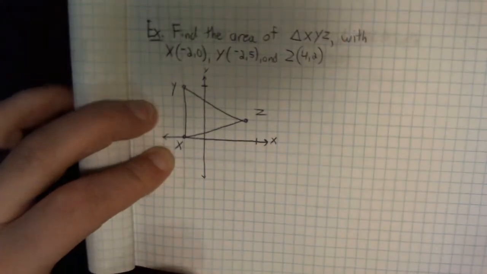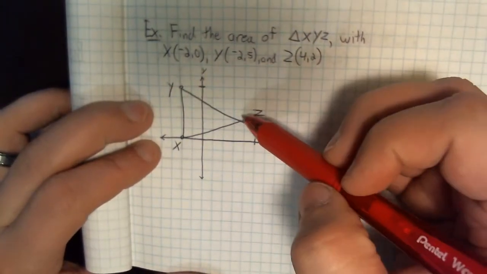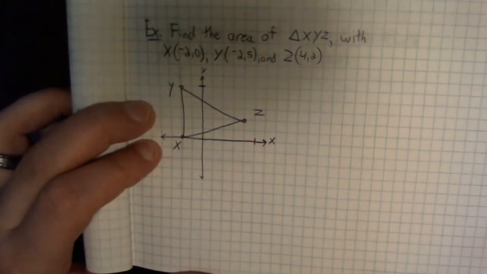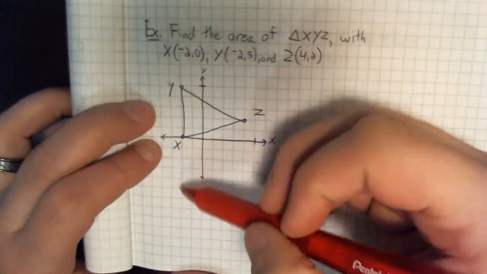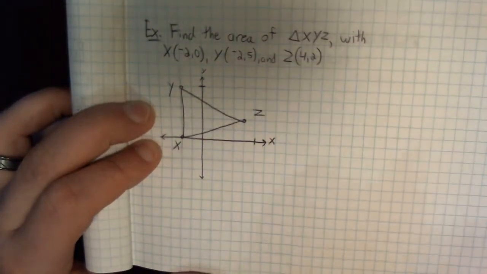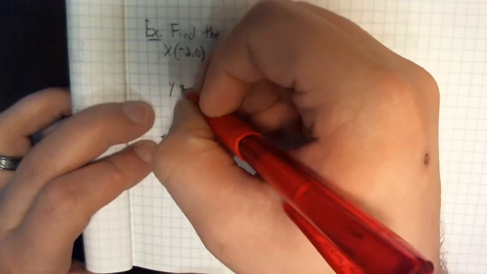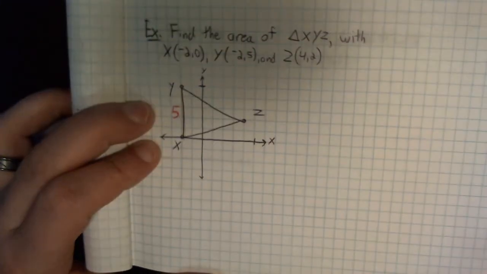Now, I had mentioned that we could use any of these sides to be our base on this triangle, but we want to think of the easiest one to count, which is also going to help us find the height because all of these grids are perpendicular intersections. So I'm going to use this side right here. It has a length of 5, so that's my base.